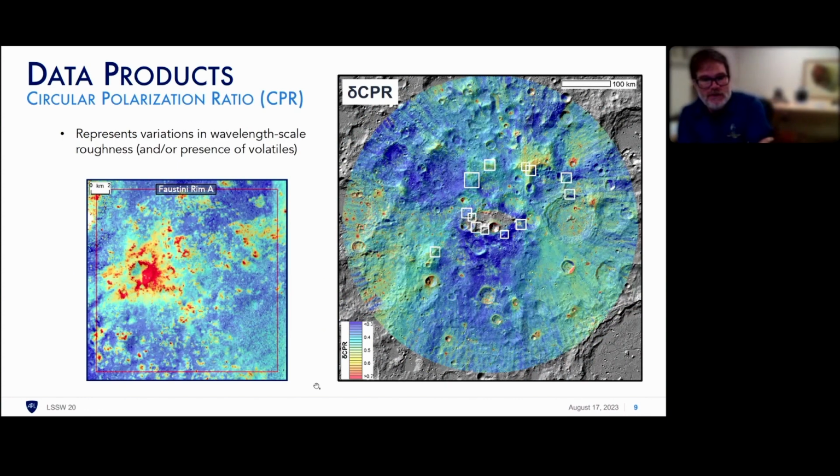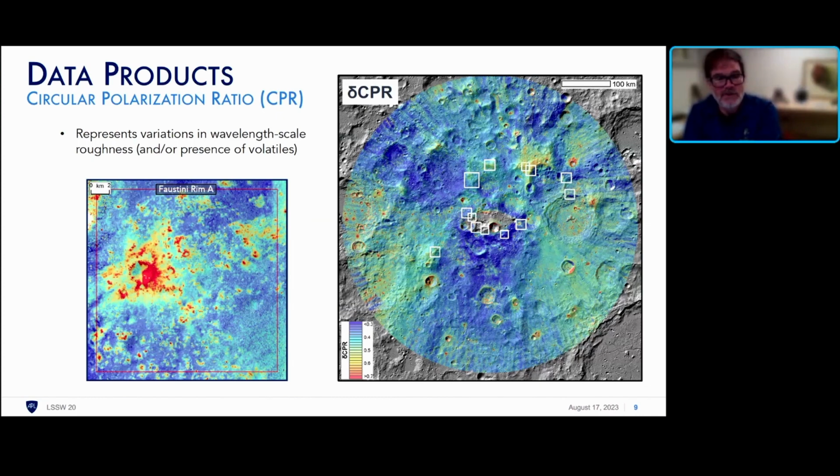Caleb also showed CPR, I believe, yesterday. And this is another way of looking at roughness of the surface. This is a relative roughness. And there are differences here when you look at this compared to that radar reflectivity product, that S1 product we showed. One important one that was pointed out by Caleb was Mons Mouton has a low S1 reflectivity, but a high CPR, which has some implications for regolith properties.